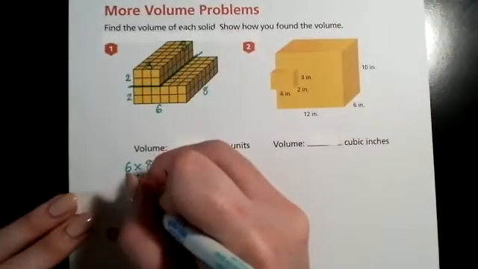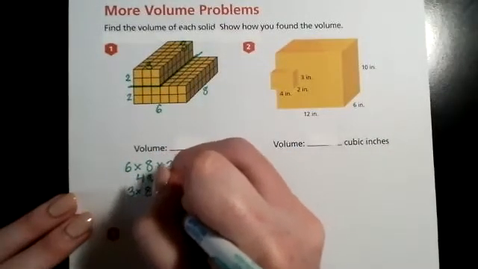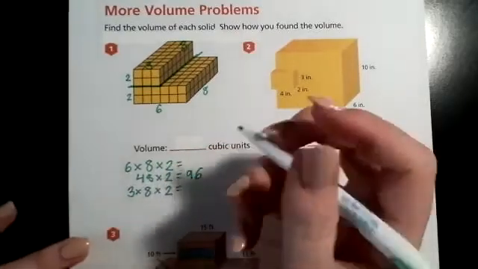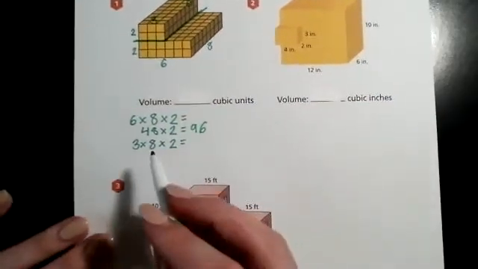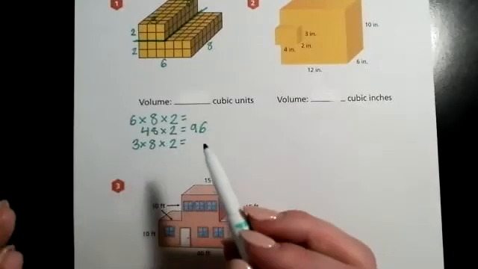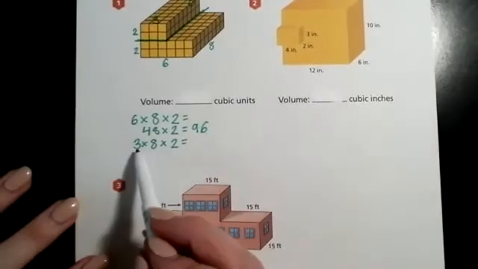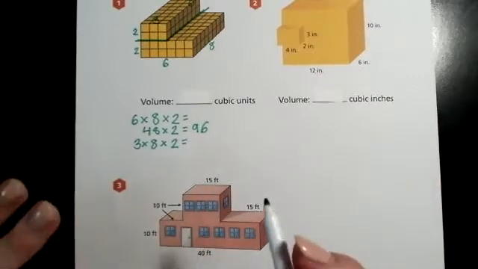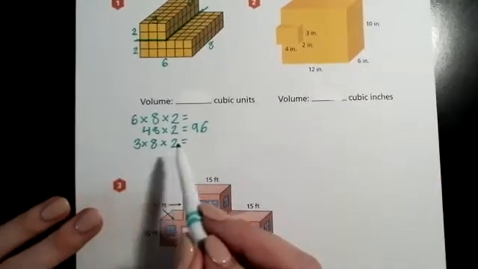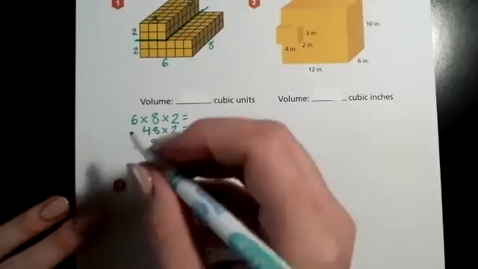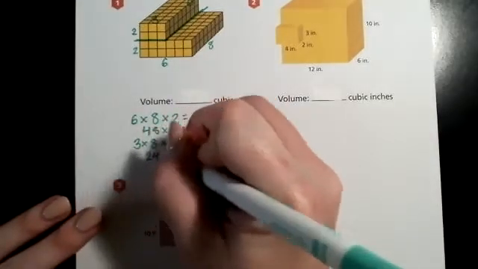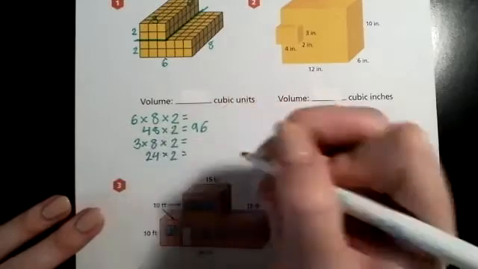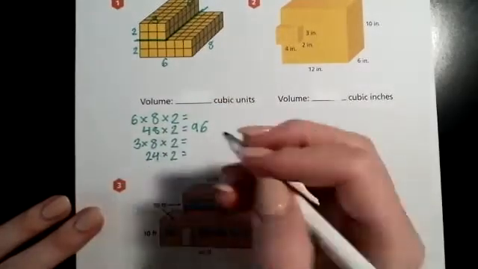Since this is multiplication, it does not matter which order I put these in. So I put 3 times 8 times 2. If you did 2 times 8 times 3, whatever it is, if you have these 3 numbers, it does not matter the order you multiply, you're going to get the same answer. All right, let's work this problem out. 3 times 8, that's 24. And if I do 24 times 2, well, I already know that. That would be 48.